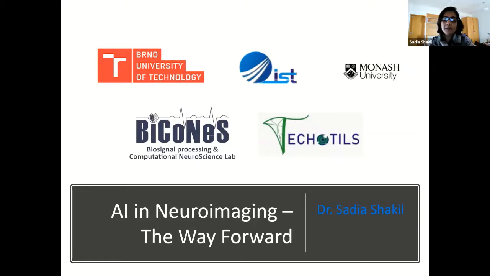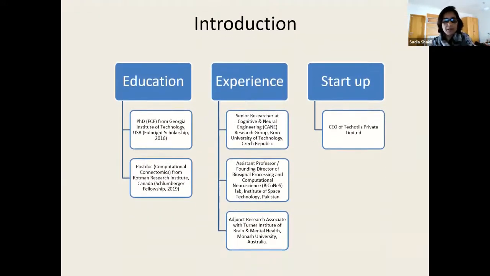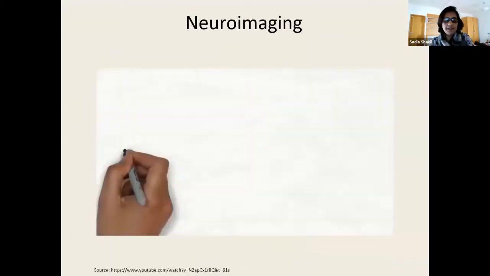Today I will be talking about AI in neuroimaging. The basic purpose of today's presentation is to give you, the audience, an idea about what neuroimaging is and what AI is. I will briefly talk about two of my projects, not the details, just as an example of how AI can be used in neuroimaging for different kinds of issues and to solve different kinds of problems. So this is my brief introduction, but I will skip it because Salar has already explained everything.